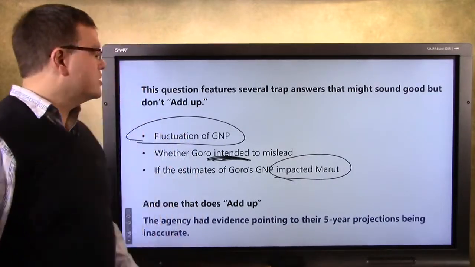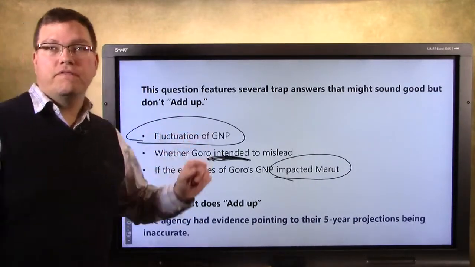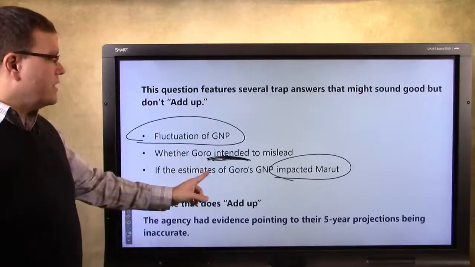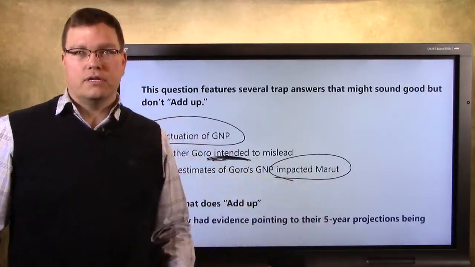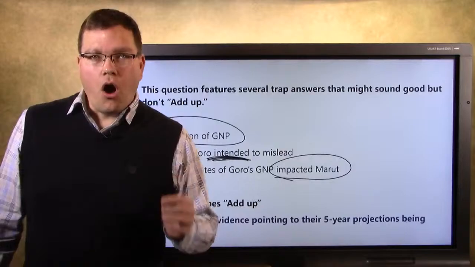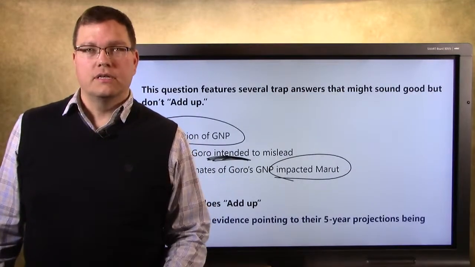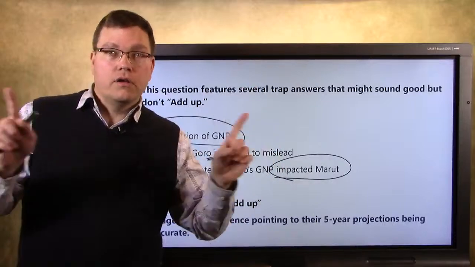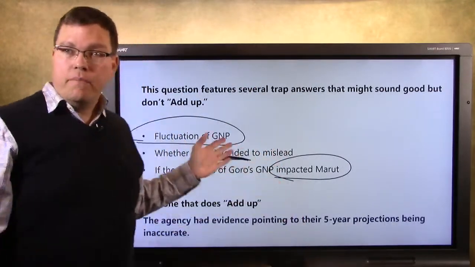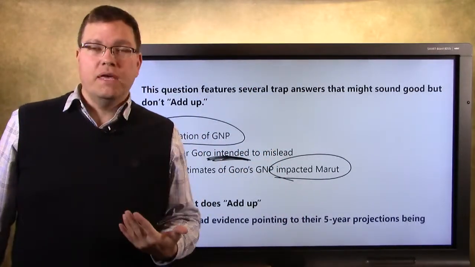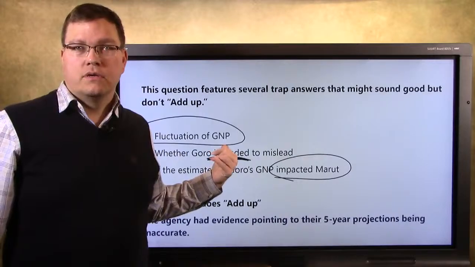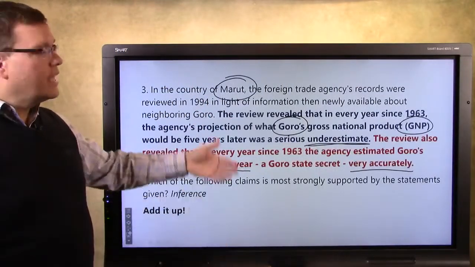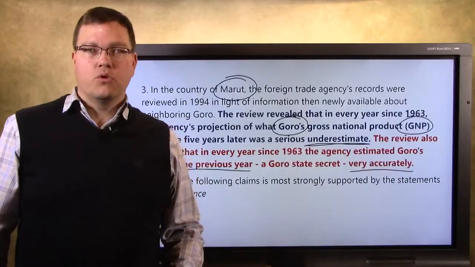Exactly. So nothing about how the GNP fluctuated. Nothing about whether Goro intended to mislead. Nothing about if it impacted Marut. This is one of the hardest 10 questions. And by me breaking down those 3 answer choices, they're longer than that, but by me breaking it down, I think you guys are with me. Who's going to pick one of those, right? It doesn't say anything about whether it was an intentional misleading. It doesn't say anything about how it impacted Marut.